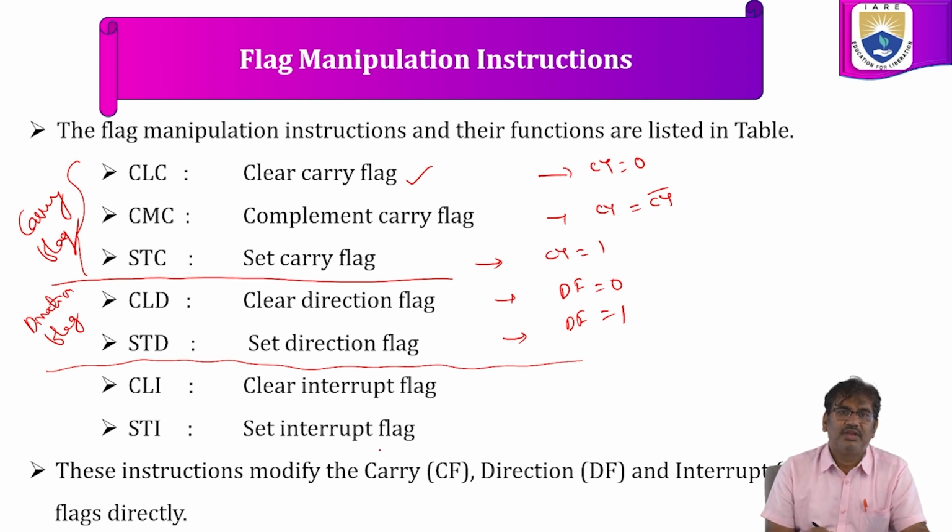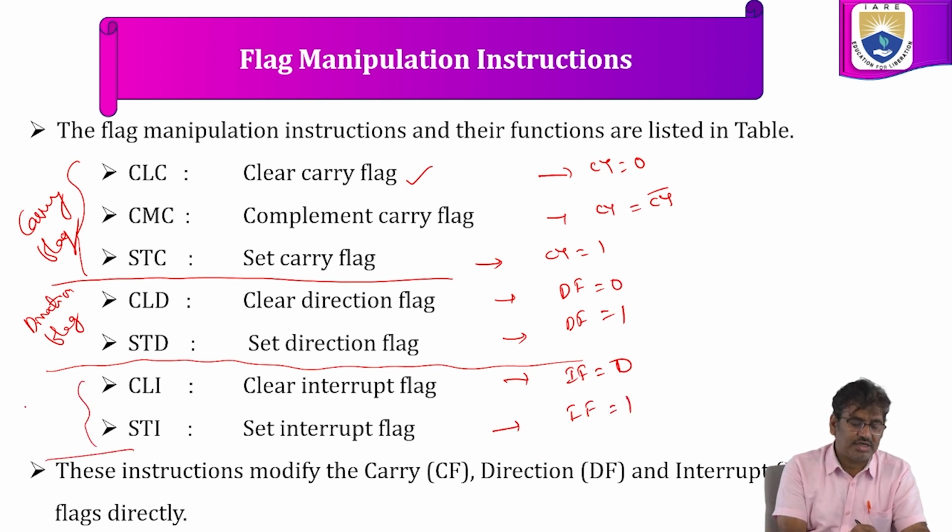Next, CLI, which is the clear interrupt flag instruction. Once you execute this instruction, the interrupt flag in the flag register will become 0. STI is set interrupt flag. Once you execute this instruction, the interrupt flag will be set. So these two instructions are related to the interrupt flag.